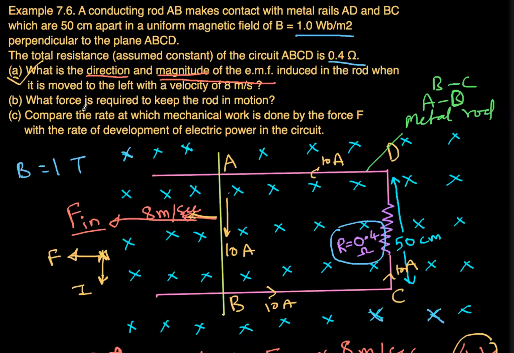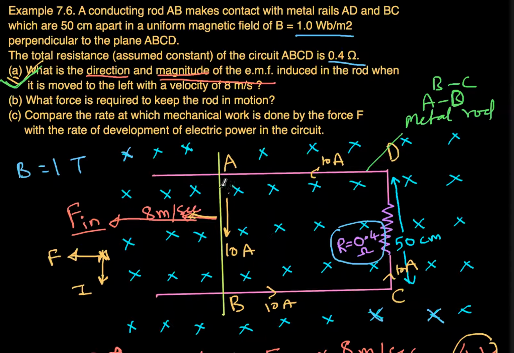So let me mark it with green. Part A is solved. Now what about part B? What force is required to keep the rod in motion? Now the rod is already moving at 8 meters per second, but in order to continue to move at 8 meters per second, some force is required.